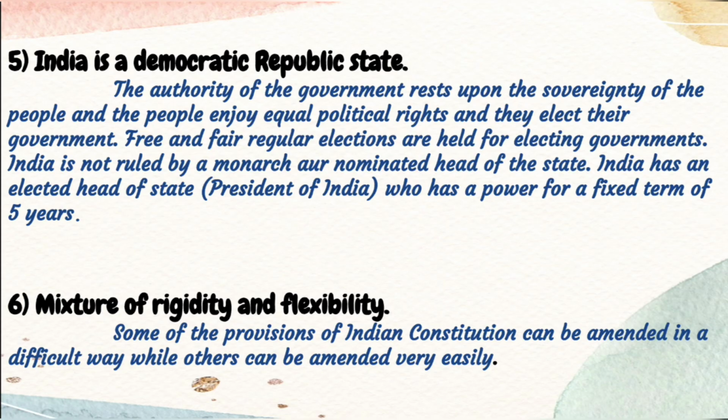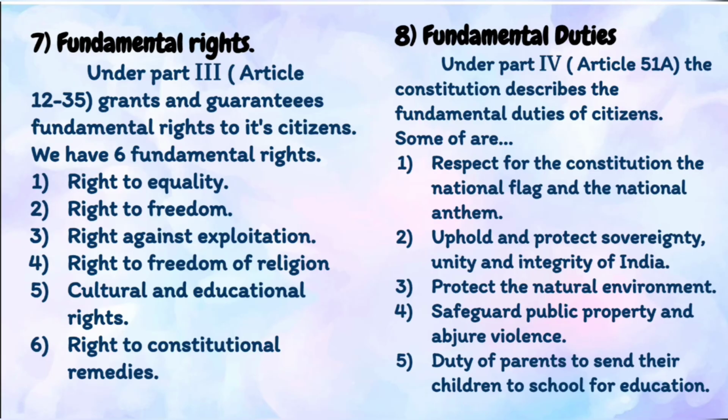नाउ द 6th पॉइंट इज मिक्सचर ऑफ रिजिडिटी एंड फ्लेक्सिबिलिटी. अब क्या होता है, हमारा कॉन्स्टिट्यूशन जो है उसमें बहुत सारे अमेंडमेंट्स होते हैं. जो अमेंडमेंट्स जो होते हैं वो भी दो टाइप के डिवाइडेड होते हैं. वन इज रिजिडिटी, एक रिजिड अमेंडमेंट है, एक फ्लेक्सिबल अमेंडमेंट है. सो सम ऑफ द प्रोविजंस ऑफ इंडियन कॉन्स्टिट्यूशन कैन बी अमेंडेड इन अ difficult way, while others can be amended very easily. Now, fundamental rights and fundamental duties, they are the most important feature of the Indian Constitution.